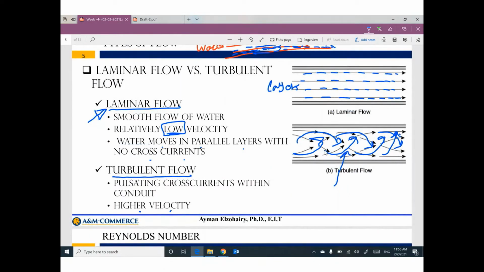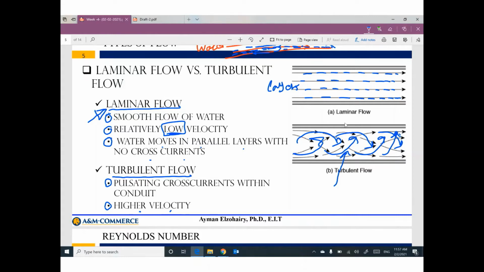Okay, so the first part, we have two types of flow, one called laminar flow. What are the features of this flow? The first one, the flow is smooth. The second one, velocity is low. The third one, water moves in parallel layers. The second type of flow, which is called turbulent flow, has two features: very high velocity, and we have pulsating cross current within the conduit.